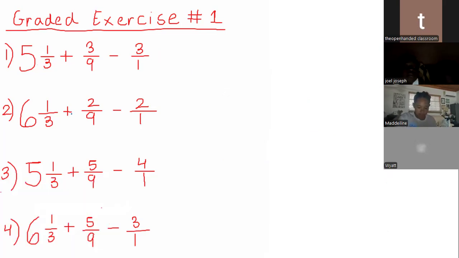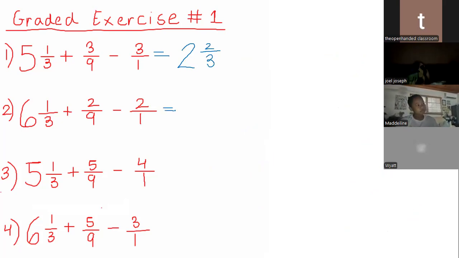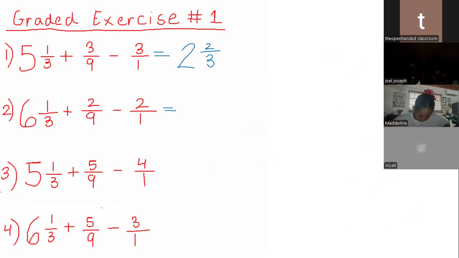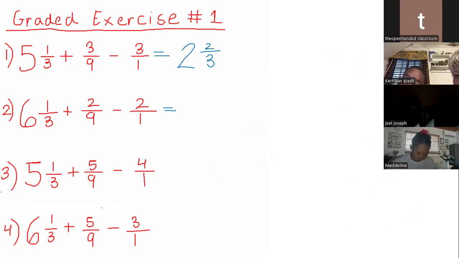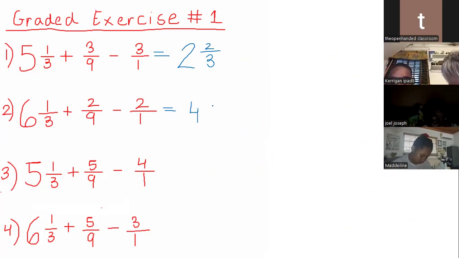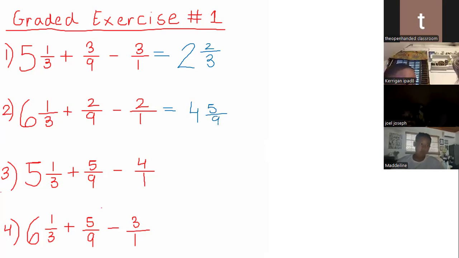Erase our link. Okay, so this answer here is 2 and 2 over 3. What do y'all have for number 2? 4 and 5 over 9. Very good. Who else has 4 and 5 over 9? Let me know, please. If you got it, please put a tick.